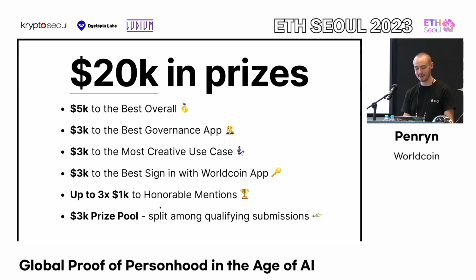So for the hackathon, as I said, we have $20,000 in prizes. We have $5,000 to the best overall project, $3,000 to the best governance use case, $3,000 to the most creative use case, $3,000 to the best sign-in with Worldcoin app, 3 $1,000 honorable mentions, and a $3,000 prize pool for any project that properly integrates World ID or sign-in with Worldcoin.